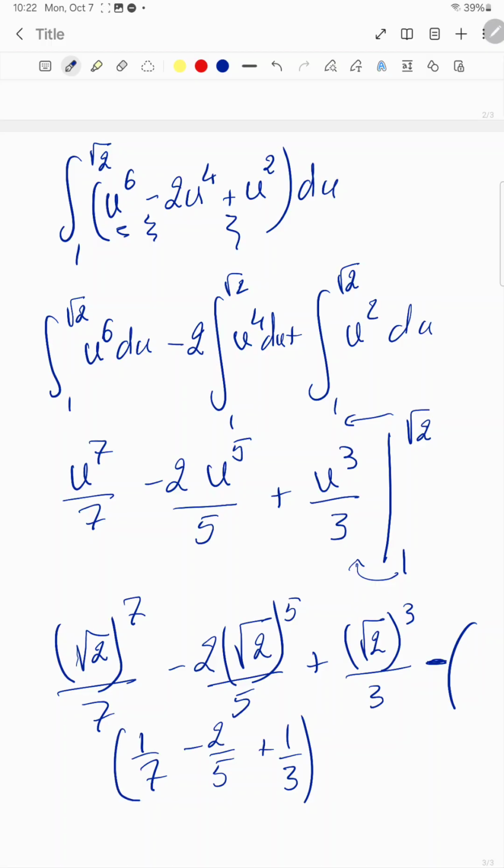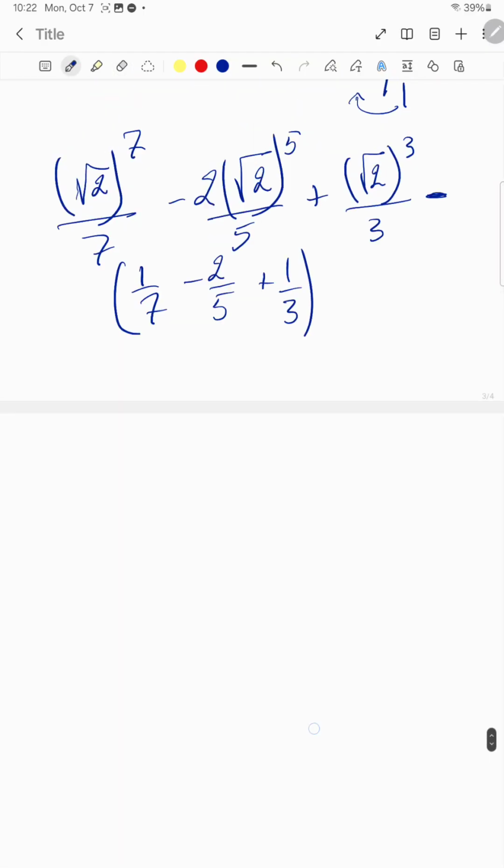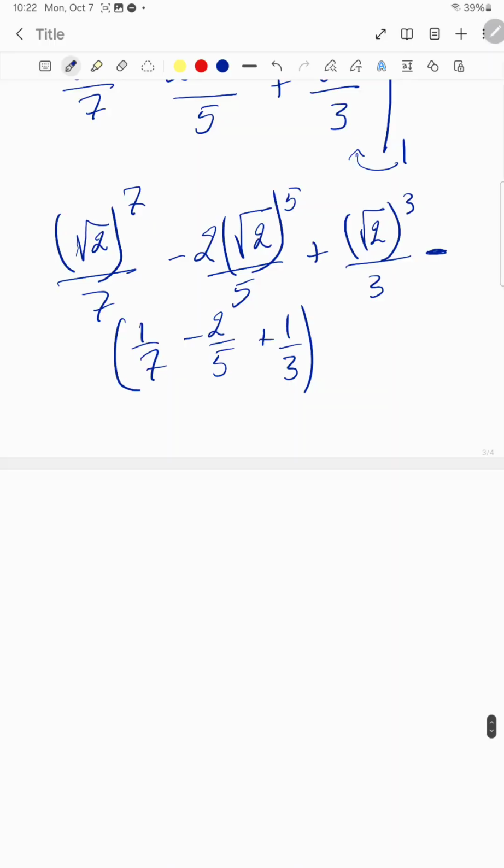So now let's try to do the calculation. Actually, I did it for you. So square root of 2 to the power of 7 becomes 8 square root of 2 divided by 7, minus 8 square root of 2 divided by 5, plus 2 square root of 2 divided by 3.